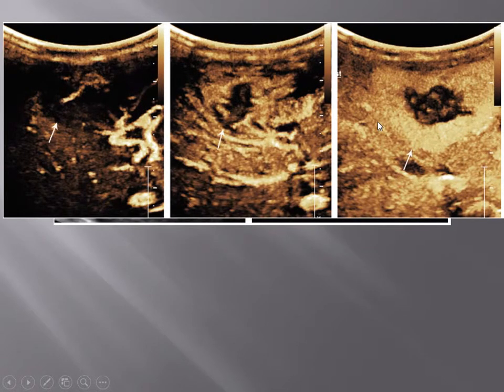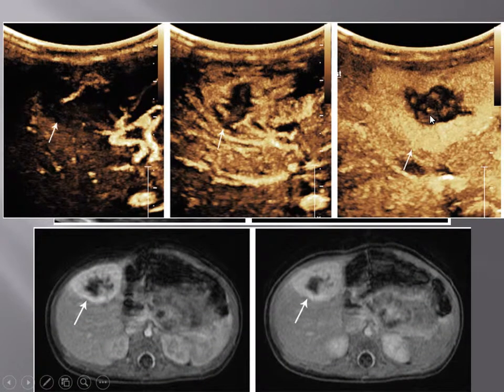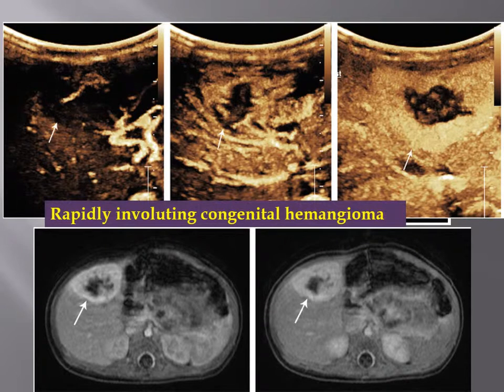After giving contrast agent to this baby, it started to show this in the early arterial phase, and this in the portal and late venous phase. It shows a centripetal pattern of enhancement, with full peripheral enhancement in the late phases. While doing MRI, it clearly showed the same enhancement pattern on dynamic contrast, and all of these findings are consistent with a rapidly involuting congenital hemangioma.